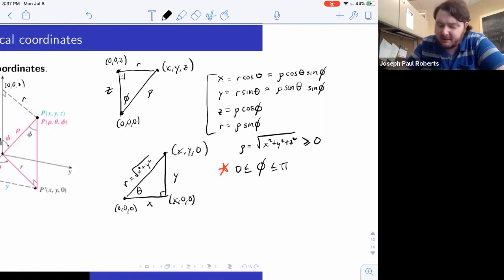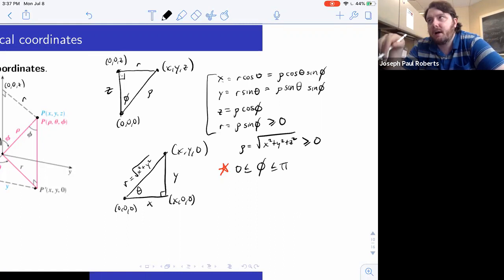The nice thing that does is keep this equation for r positive. Remember, we wanted r to never be negative. If you think about the behavior of sine phi for phi between 0 and pi, sine phi is going to be positive. So anyway, that's good.